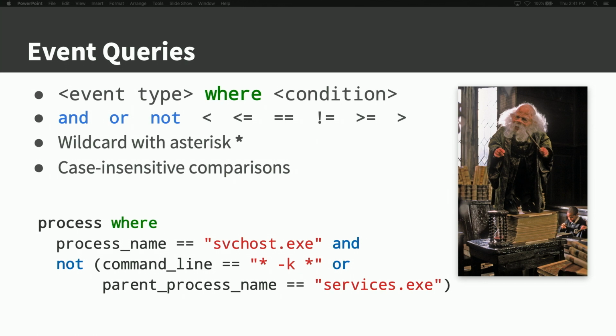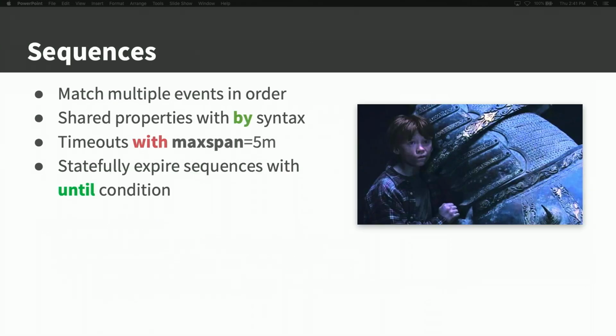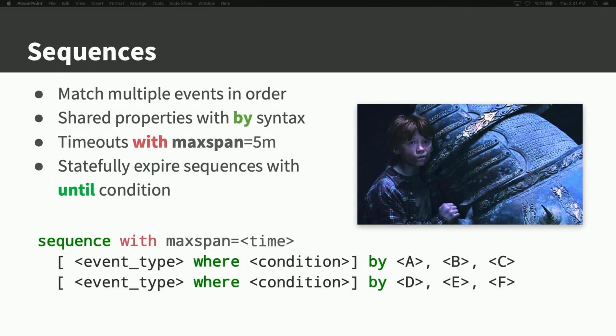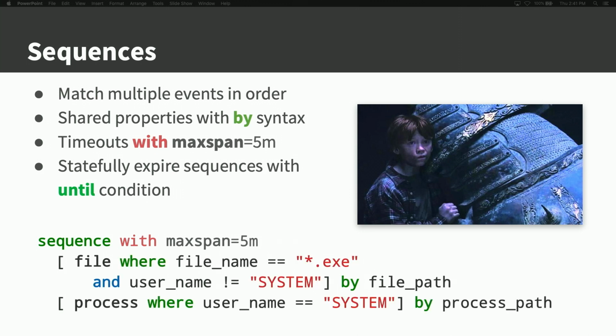I can take that simple component, that event query, and I can stack them together into a sequence. So I can look for multiple events in a row that look a certain way. That follows this template where we've got a sequence over some time span, if that's relevant, and then between the brackets you've got that event query again. So you have multiple events that look a certain way, and you can even say they have shared properties in common. Maybe you're looking for privilege escalation. What about a file that was written by a non-system user that ran as system later? That sounds like privesc to me.